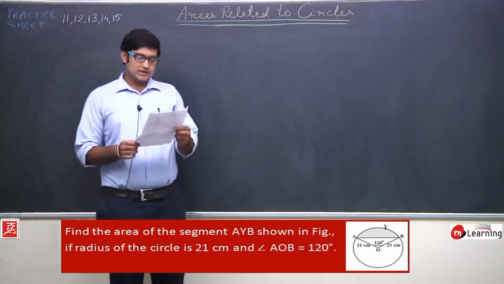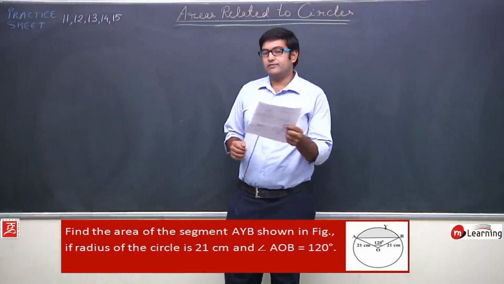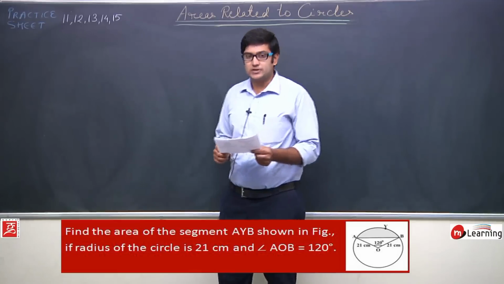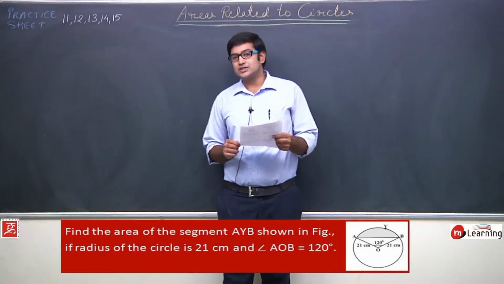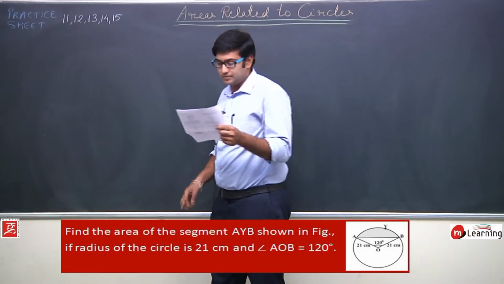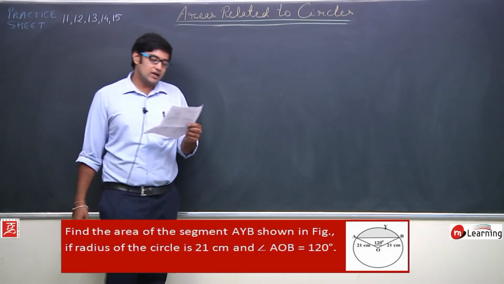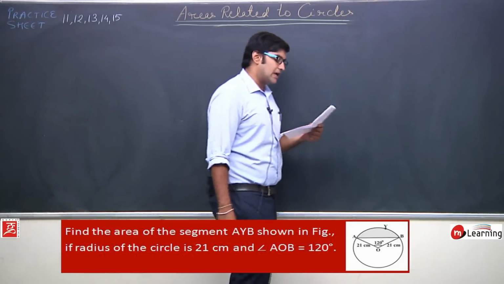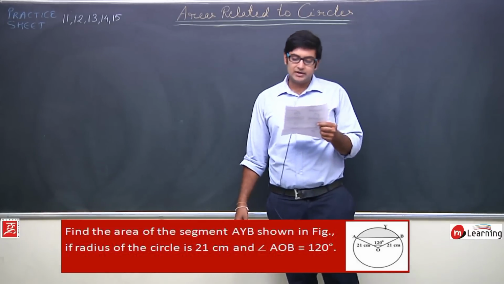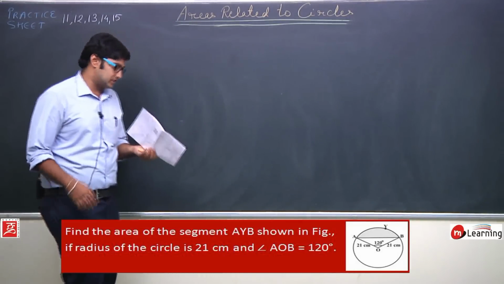Okay, now let us discuss question number 11, 12, 13, 14 and 15 from the practice sheet. They are based on the concept of segment of a circle. We have discussed the concept, now it is time to discuss question number 11, which is based on the same concept. Question number 11 says find the area of the segment AYB as shown in figure if the radius of the circle is 21 centimeters and the angle AOB is equal to 120 degrees.